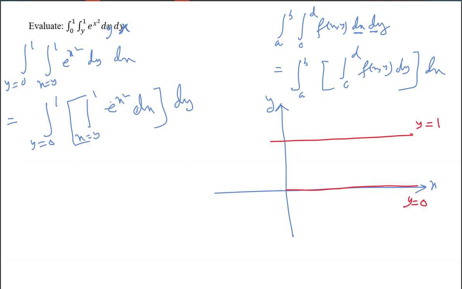Second is x is equal to y to x is equal to 1. What is x is equal to y? It is a straight line passing through this. So from x is equal to y to x is equal to 1, x is equal to 1 means this line. So this portion is your R, the region. This is 0. This is 1.